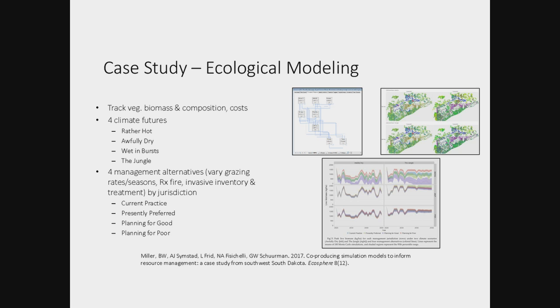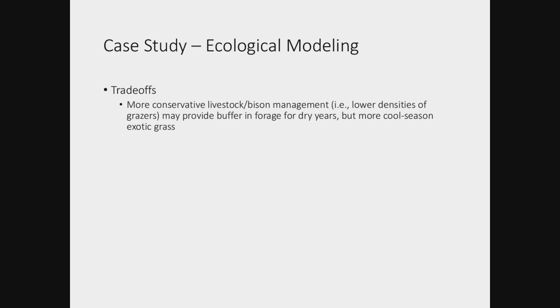And this included varying things like grazing rates and season, prescribed fire, the way that invasive species are inventoried and treated, and we could vary these things by different jurisdictions and see what would happen. And so just to give you a few examples of the kinds of things that we could find by doing this kind of quantitative modeling, we were able to identify some trade-offs in management.